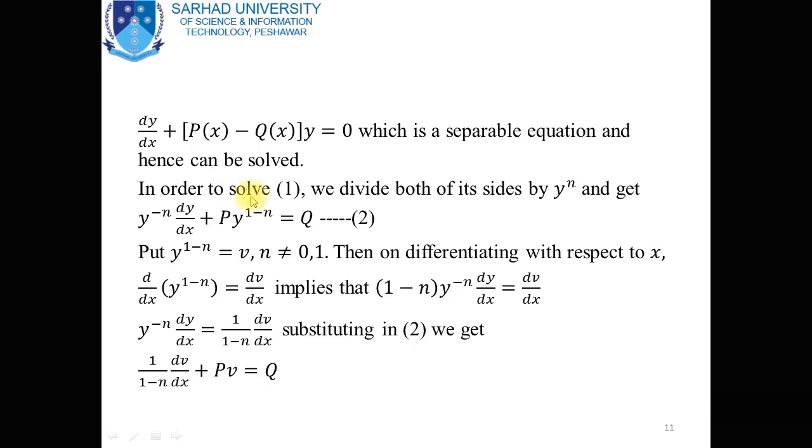In order to solve equation number 1, we divide both sides by y power n and get y power minus n dy by dx plus p y power 1 minus n is equal to q function, and this is equation number 2. Now put y power 1 minus n is equal to v, where n does not equal 0 and 1.